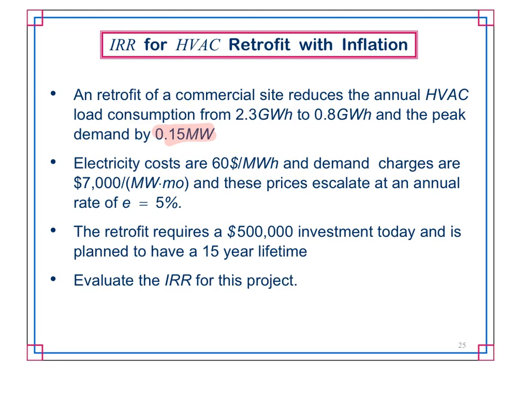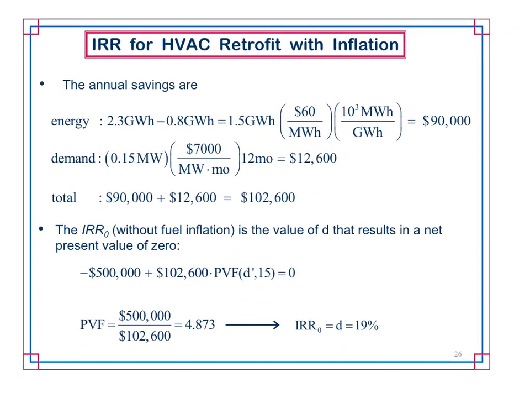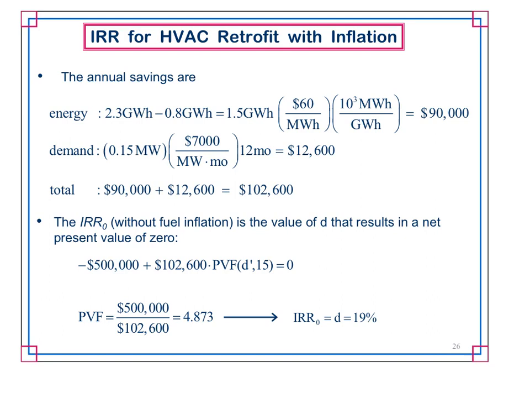We're going to have to spend $500,000 today, and it's going to last for 15 years. So we want to determine what the internal rate of return is. The first thing we need to do is figure out what the savings are going to be as a result of this implementation.